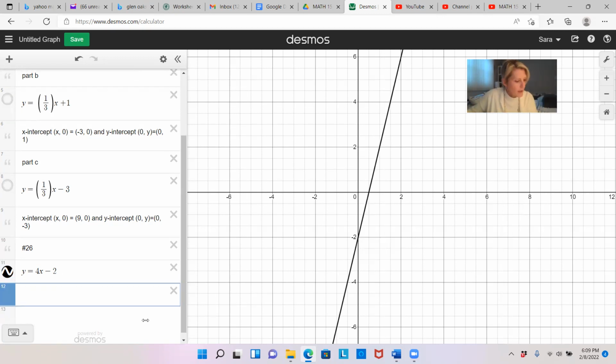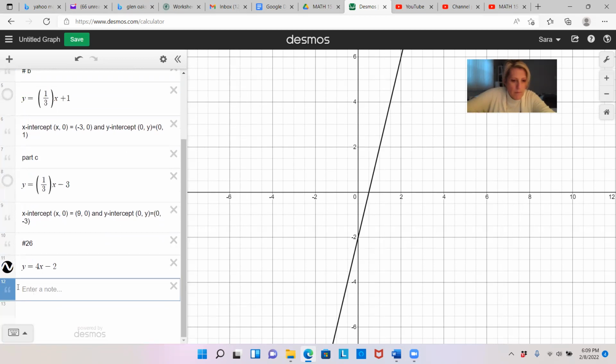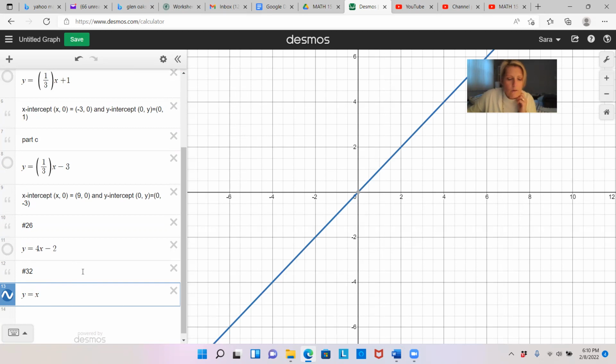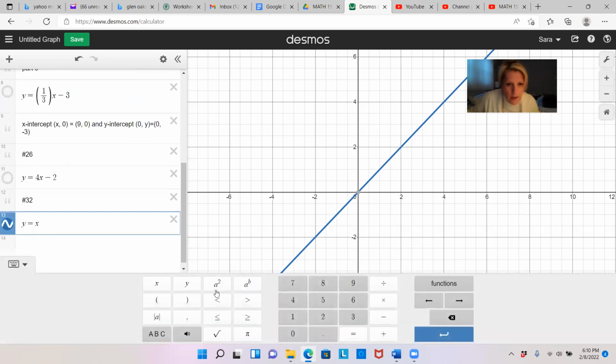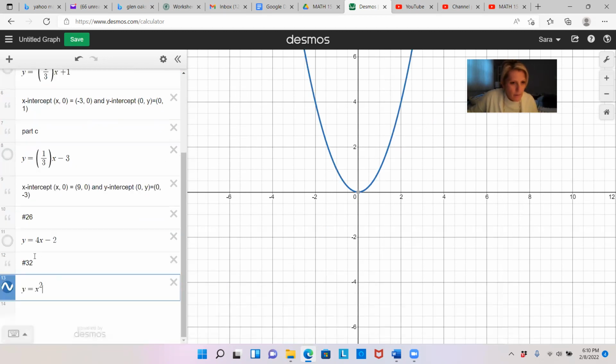Okay. So the next one I'd like to do is number 32. And that one is a squared equation. So I'm going to turn off this other graph. So we're going to say y equals, and you're going to do x. And then to get it into a squared, you can click on the keyboard. See down here on the bottom left, it says show keypad. Then you can click on where it says a squared, and it will square that value. And then I'm going to make the keypad smaller again.